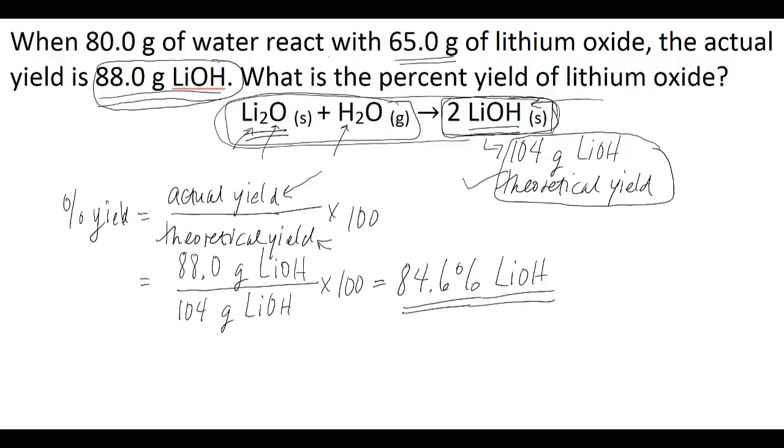So only 84.6% of the lithium hydroxide that could possibly be produced in theory, according to the reaction stoichiometry, was actually produced. And again, a big reason for this is side reactions. It could also be laboratory technique not being very good, losing product when you're transferring it from filter paper to a balance to an oven, for example. There could be losses that occur along the way as well that affect what the actual yield of your product is.